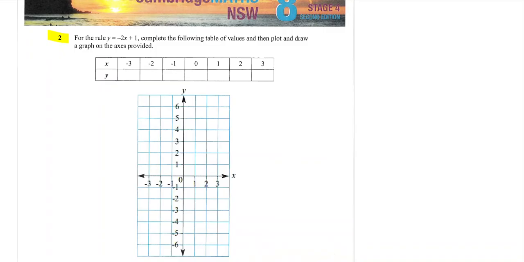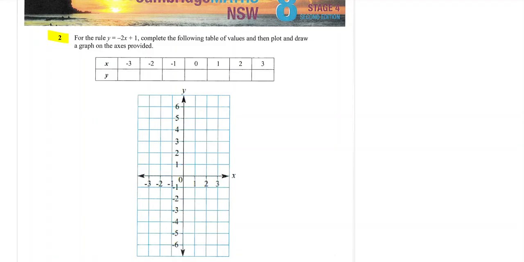So then we were given a rule. So this one says the rule is y equals minus 2x plus 1. We want to fill in the table and draw the graph of that line. So who could tell me, what do you type in your calculator to find out this first box here?